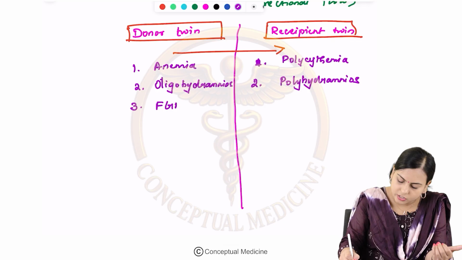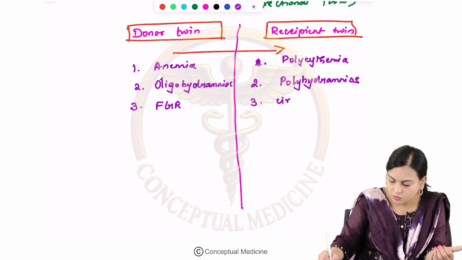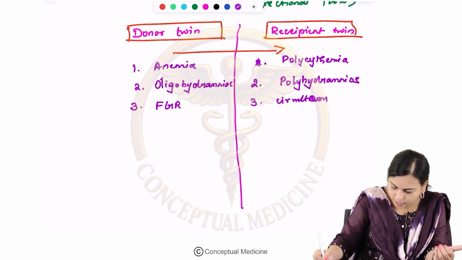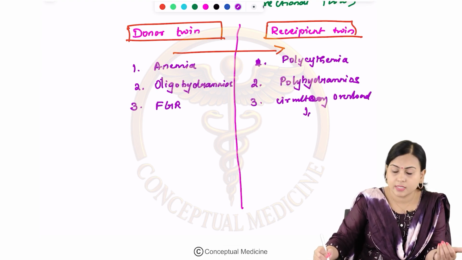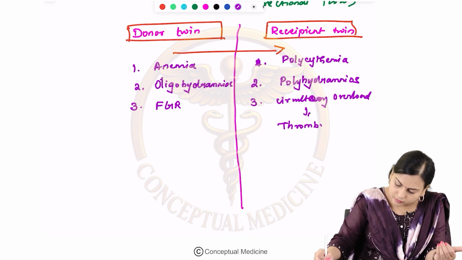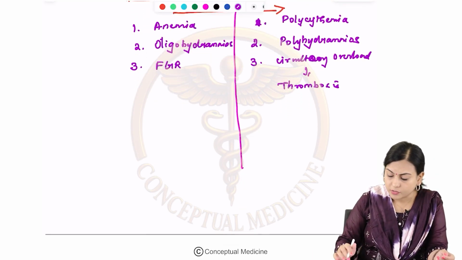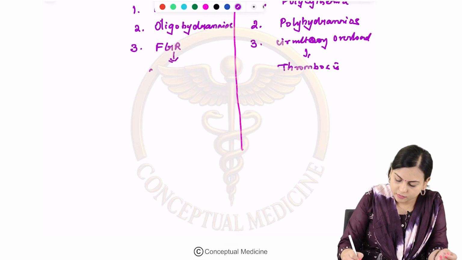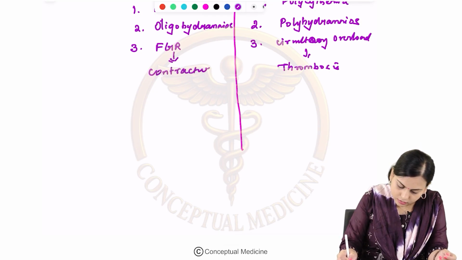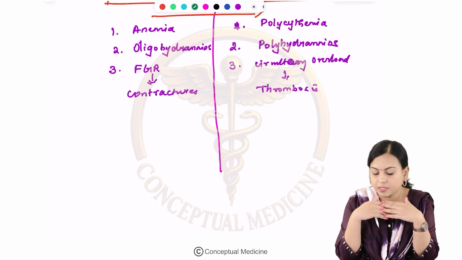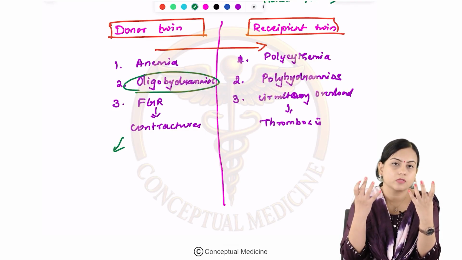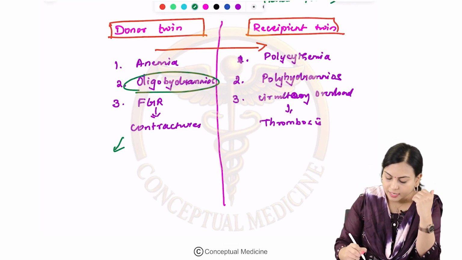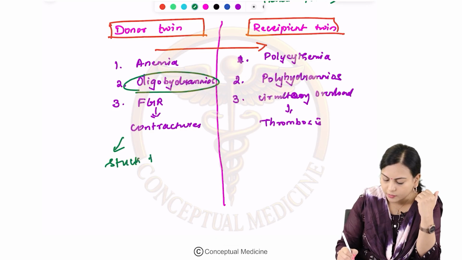And then in the donor twin, because it is deprived of all the nutrition, there will be FGR, that is fetal growth restriction, whereas in the recipient twin there will be circulatory overload. So that can even result in thrombosis. And remember that donor twin can also be associated with contractures. Clear? What happens in the donor twin is, if there is severe oligohydramnios, the membrane appears to get attached to the fetal body parts, and then this twin will be known as stuck twin.